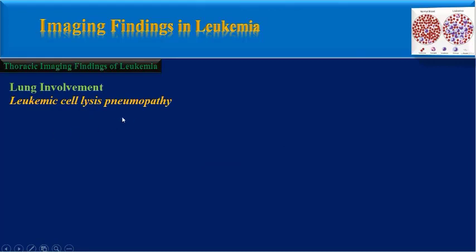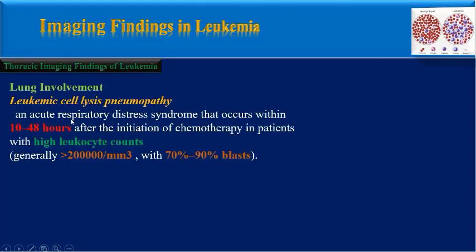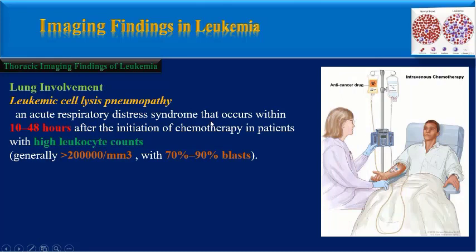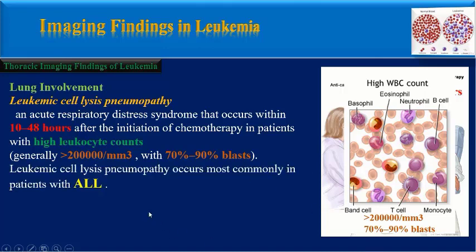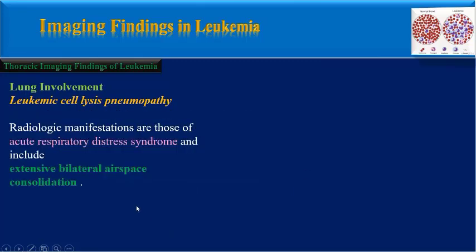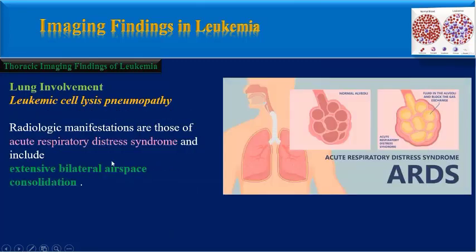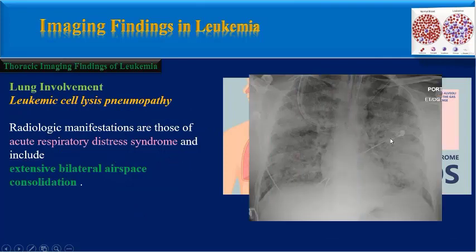Leukemic cell lysis pneumopathy is an acute respiratory distress syndrome that occurs within 10 to 48 hours after the initiation of chemotherapy in patients with high leukocyte counts, generally beyond 200,000 per cubic millimeter, with 70 to 90% blasts. It occurs most commonly in patients with ALL. Radiologic manifestations are those of acute respiratory distress syndrome and include extensive bilateral airspace consolidation.